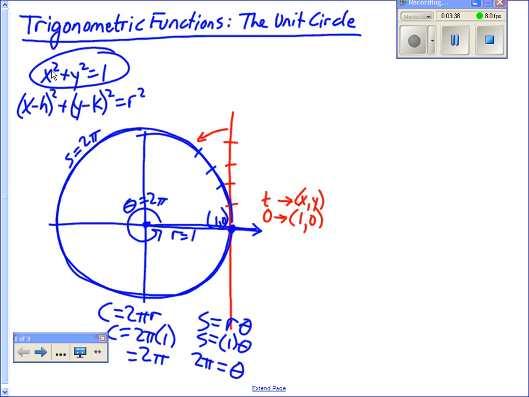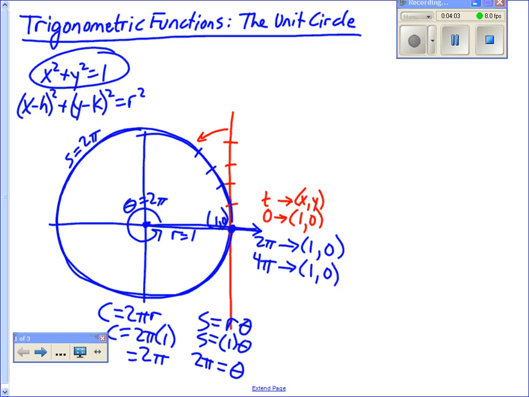You end up right back here. One full revolution ends you back up at the point (1, 0). So what's the real number that pertains to it? 2 pi. If you rotate around 2 pi, that's your t value, and it corresponds to (1, 0). Well, if you go around twice, guess what? 4 pi also corresponds to (1, 0).